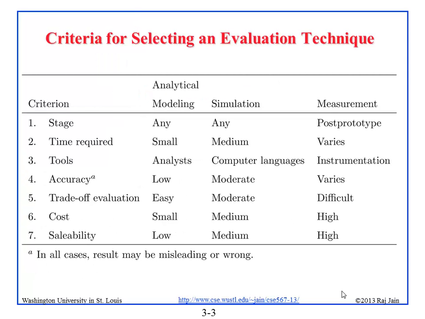So there are 7 things that help you decide which technique to use. There are 3 techniques. First of all, there is modeling, there is simulation, and there is measurement. The very first thing that helps decide is the stage that the system is in. If the system doesn't exist, you cannot do measurement for sure, right? So you have to stick with the first one.